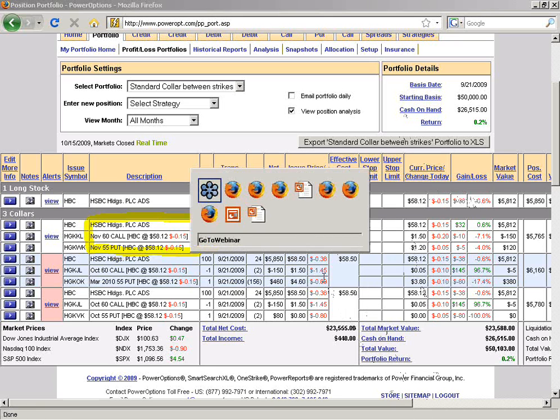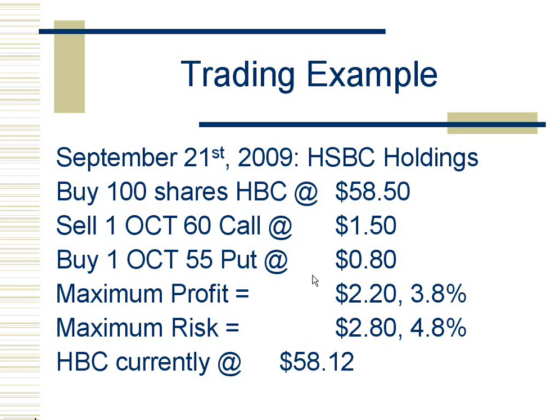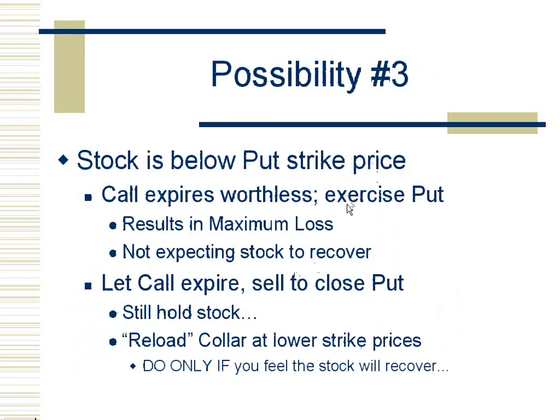Let's go ahead and run our next scenario. All right? Possibility number 3, standard collar form. Remember, we bought stock, sold an at or slightly out of the money call option for the next month, and bought an out of the money put option. Okay, now possibility number 3, the stock has dropped below the put strike price. Okay, well, what can we do in this scenario?